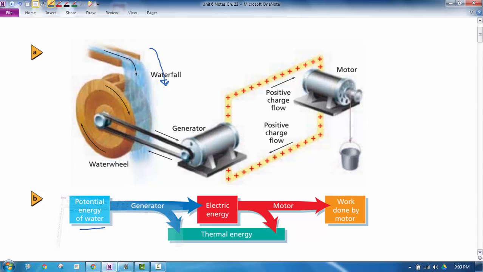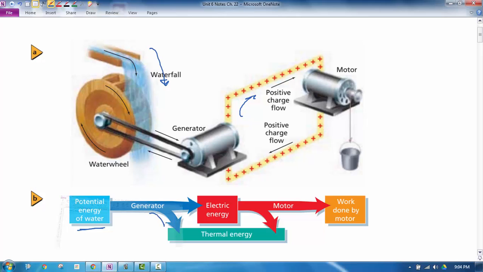And as it falls, it moves this turbine or water wheel, and it turns it into kinetic energy. So we have the conversion of potential energy to kinetic energy, which then spins this generator, which we know is a magnet that then can push charges. And those charges can then turn a motor, which can do something. So what you have is potential energy of the water being converted into electrical energy through a generator, and then that electrical energy turning a motor, which does work for us.